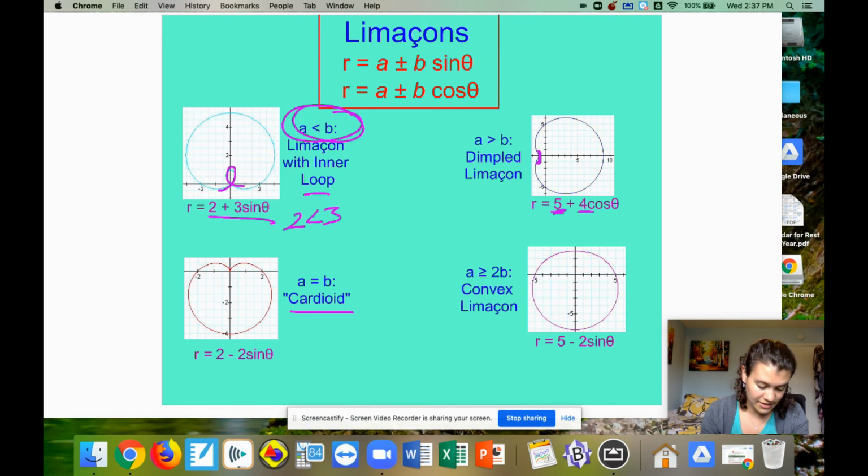A cardioid has a sharp point. So a point versus a dimple or a curve is the difference between these two. You can have a dimpled cardioid that goes like this, and you could have something that goes like this. It doesn't matter exactly where it's facing. Here a equals b. A convex limacon is like a circle with a little flattened edge on it. Where there should be a dimple, it's just a little flat part. That's when your a is 2 times the size of your b or bigger.